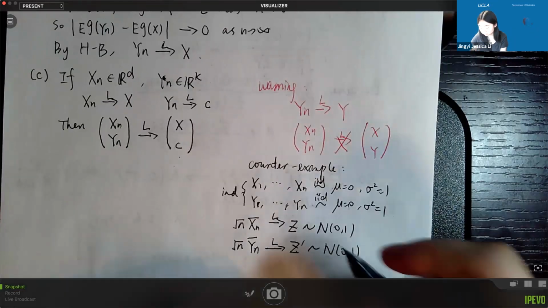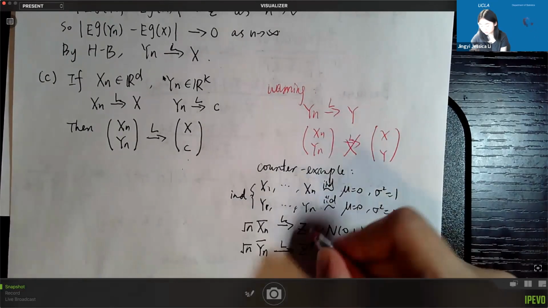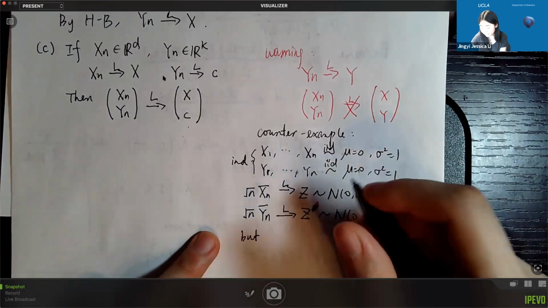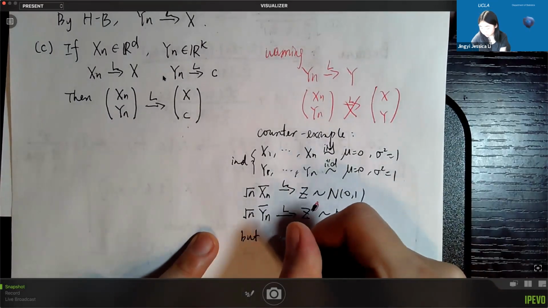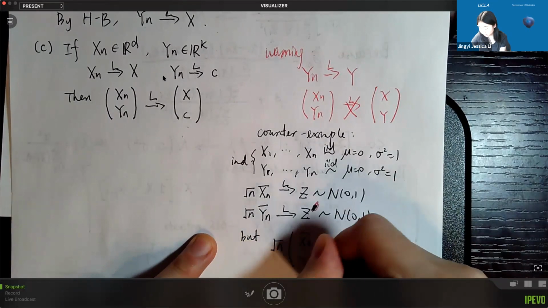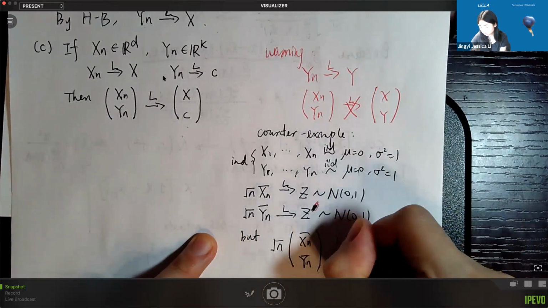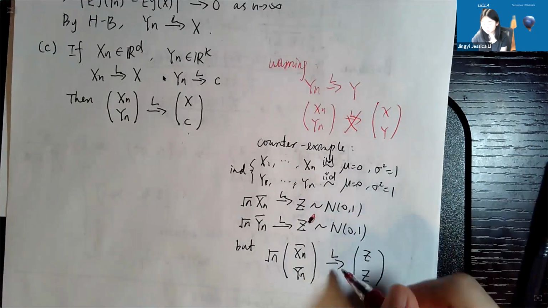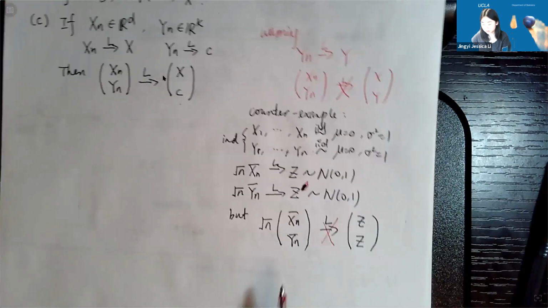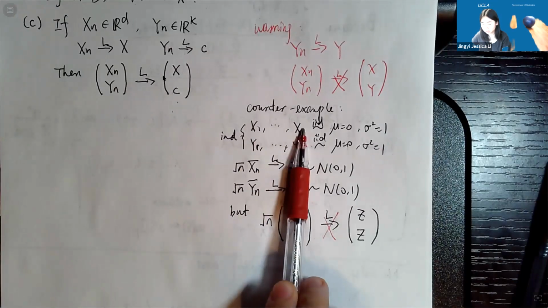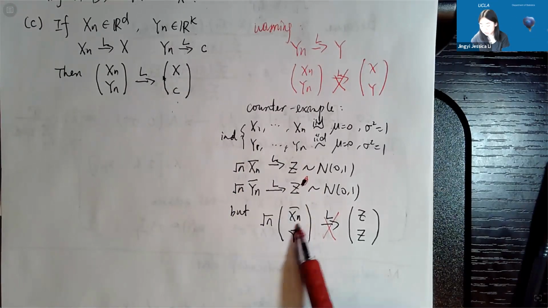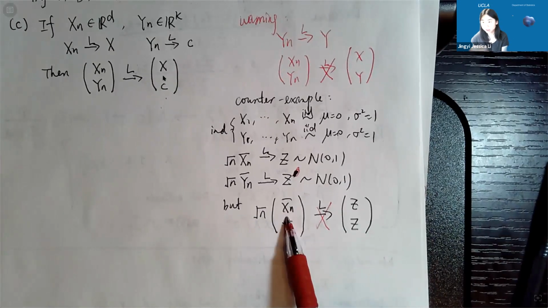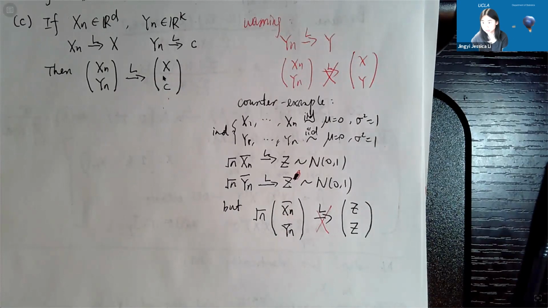Actually, I can also say Z. There's nothing wrong with it. So Z is standard normal. But I cannot say that root n times (Xn bar, Yn bar) converges in law to (Z, Z). This would be wrong, and you can clearly see why. Because here I have X1 to Xn independent of Y1 to Yn. So this is independent of this. So this is a two-dimensional Gaussian distribution when n is large. It's a two-dimensional Gaussian distribution that's independent.